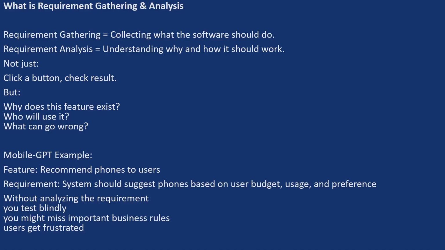If we take the mobile GPT example, let's suppose the feature is to recommend phones to users. The requirement is that the system should suggest phones based on user budget, usage and preference. Without analyzing the requirement, you just test blindly, you might miss important business rules and users get frustrated.